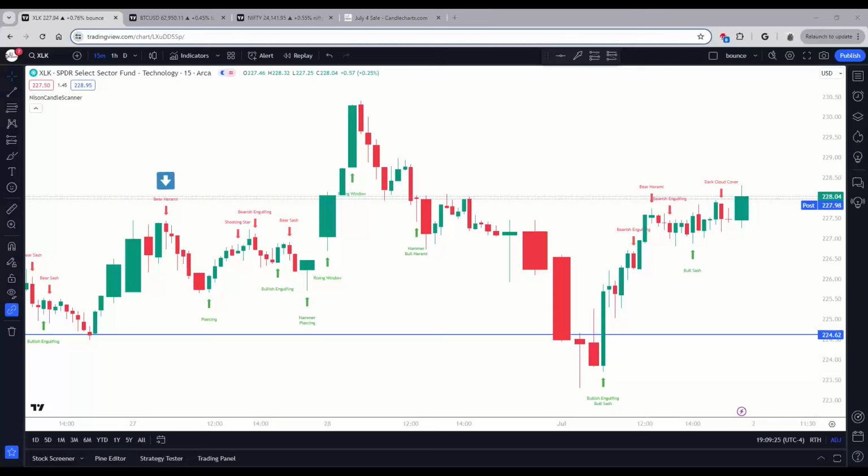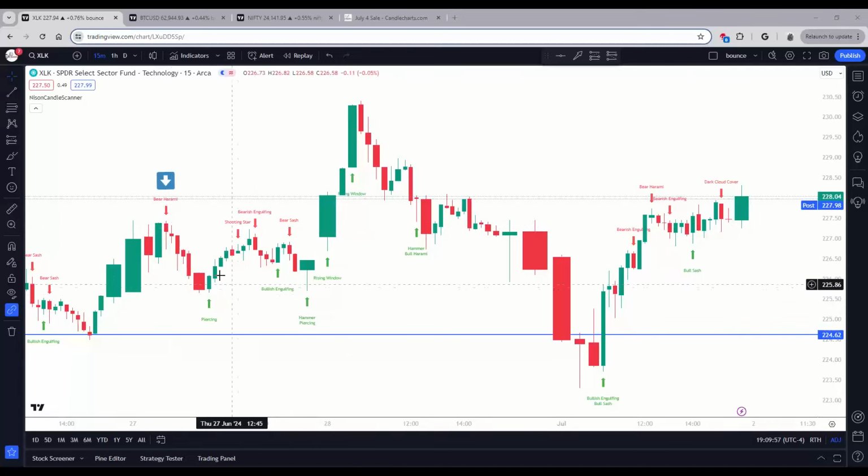So here on XLK, notice this is a 15-minute chart. I have Nifty candle scanner on here. I took off any and everything else. You'll see how it's highlighting the names of the different candle patterns throughout. Again, 15-minute chart. What I want to show you is back in June, what day was that? June 26th into June 27th, we had a bear harami.